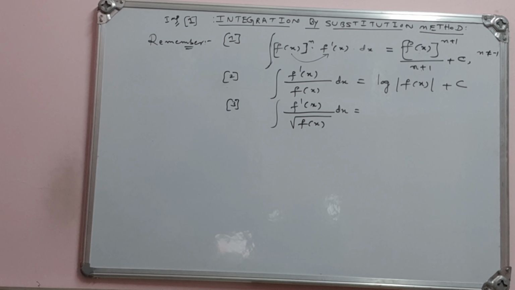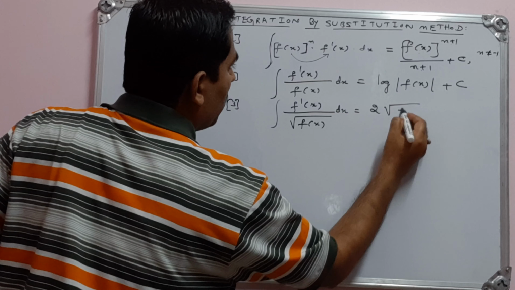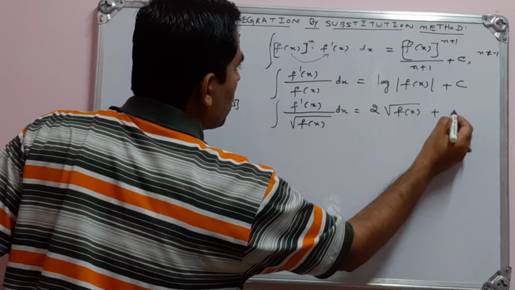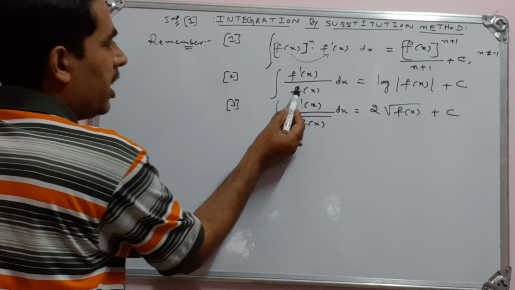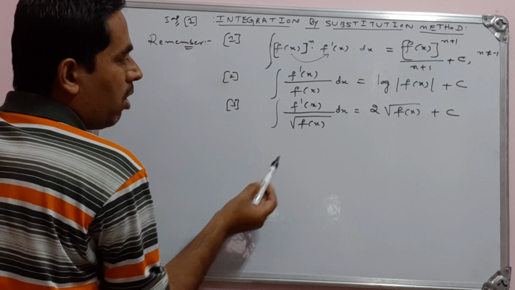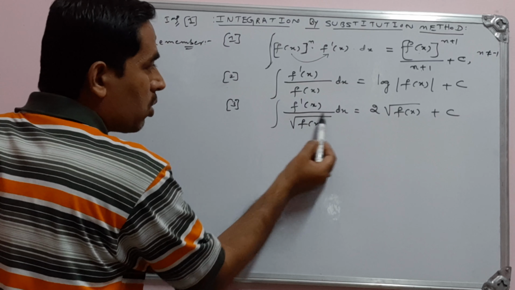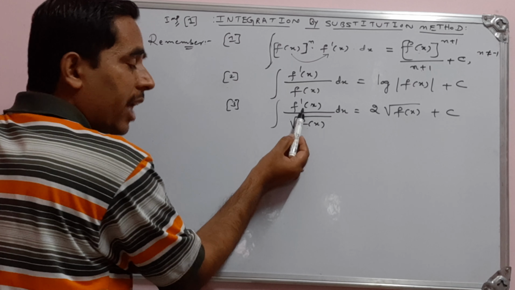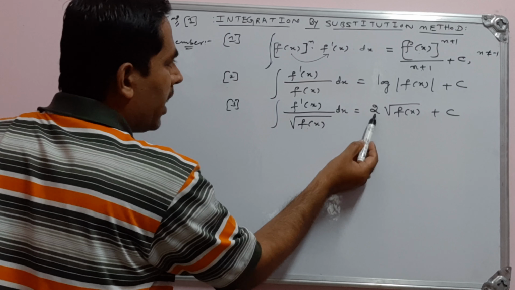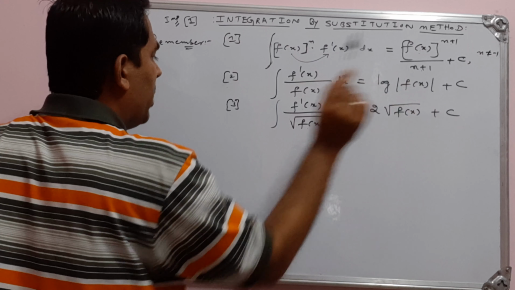If the denominator is a square root, then my integral will be 2 times the square root of f of x plus c, directly I can write this. The difference between the second form and third form is that the denominator is a square root, square root of f of x. If I differentiate this function, I will get the derivative in the numerator. Then I can write 2 root. So if f dash x by f of x is present, then you write log of the denominator.